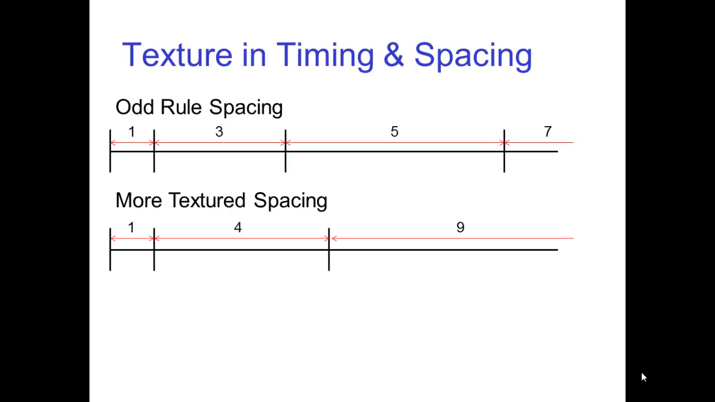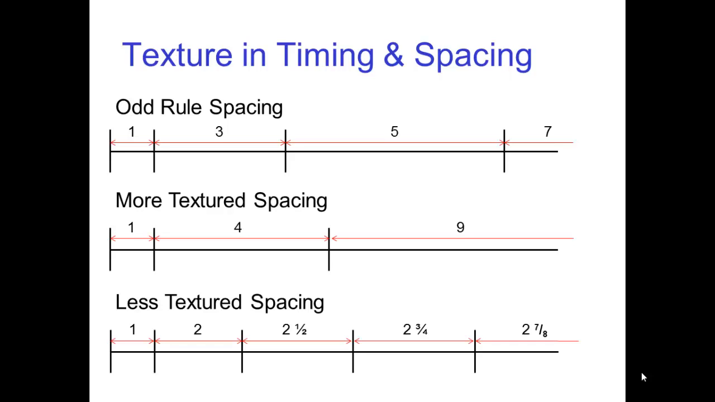Now, if the spacings change faster than the odd rule, then the motion has more texture than falling motion. If the spacings change at a slower rate, then there's less texture. Uniform motion has no texture at all.